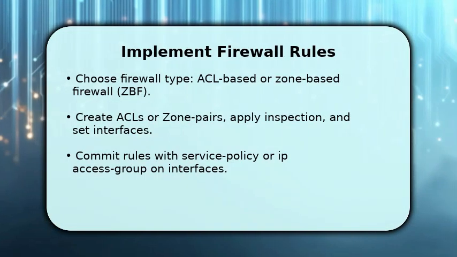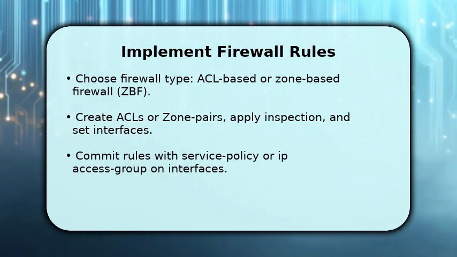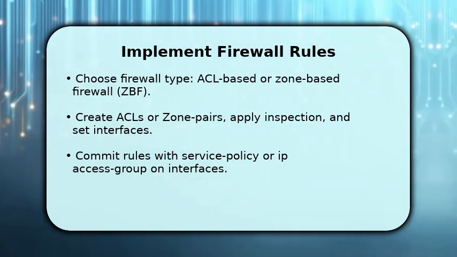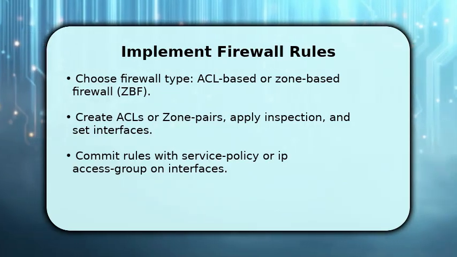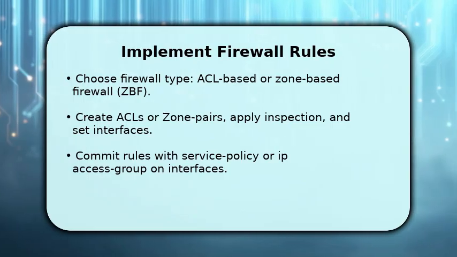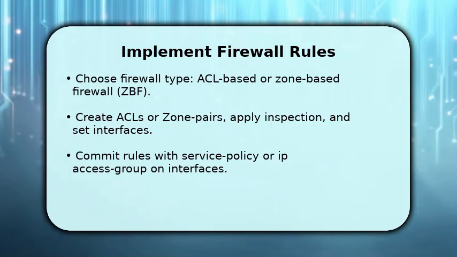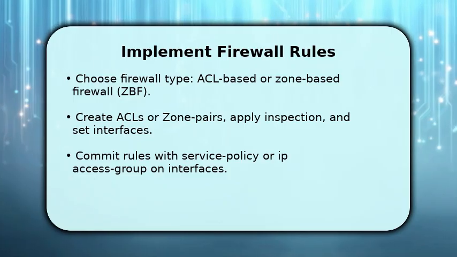You now implement rules. If using ACLs, define precise permit/deny lines for source, destination, and ports, then apply inbound or outbound on interfaces with ip access-group. If using zone-based firewall, create zones, assign interfaces to zones, define class maps and policy maps, and apply inspection actions. Once done, attach the policy to the zone pair with service-policy.